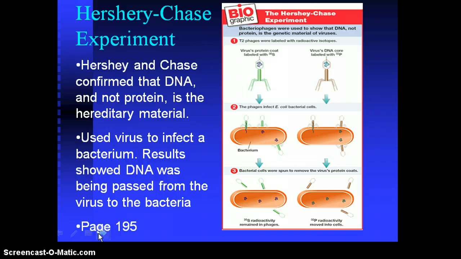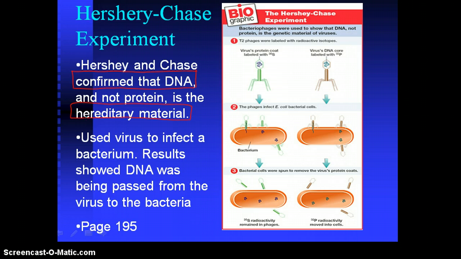So our next scientists, Hershey and Chase. These two worked together to determine that DNA was the actual hereditary information. They are credited for confirming this, and credited when we look at hereditary information and understanding DNA, even though there were scientists before them that led to their experiment. So they confirmed that DNA is the hereditary material.